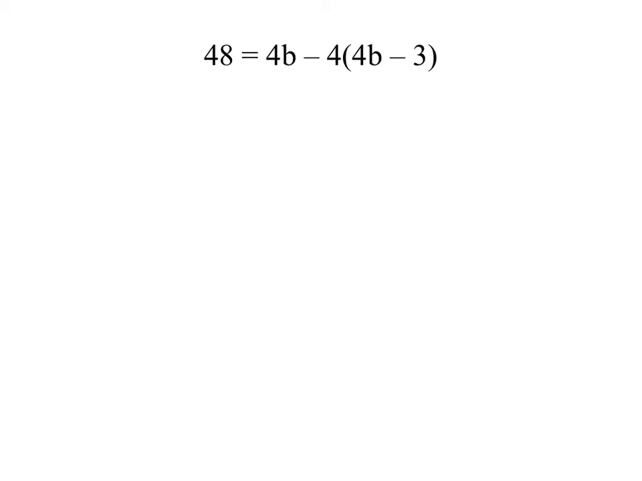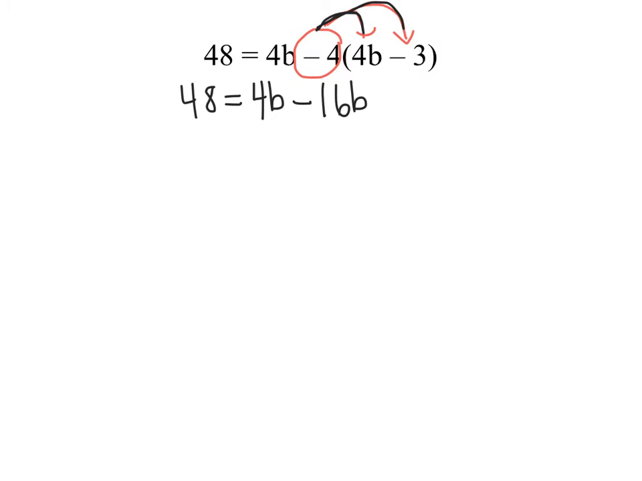For this one, the first thing I'm going to do is distribute that -4. I keep the sign with the number. Now, everything I haven't used so far gets brought down. The 48, the 4b, and then the -4 multiplied by 4b gives me -16b, and a -4 multiplied by a -3 gives me a +12. I've distributed. Now I need to combine my like terms.